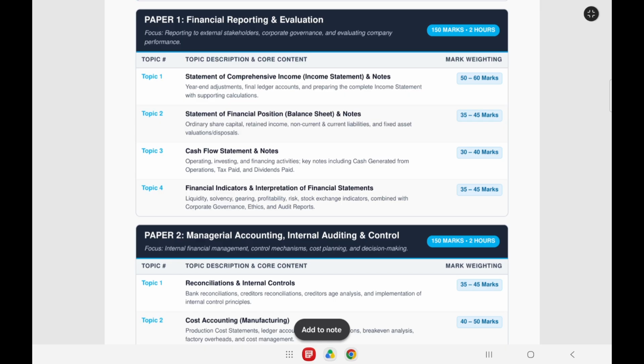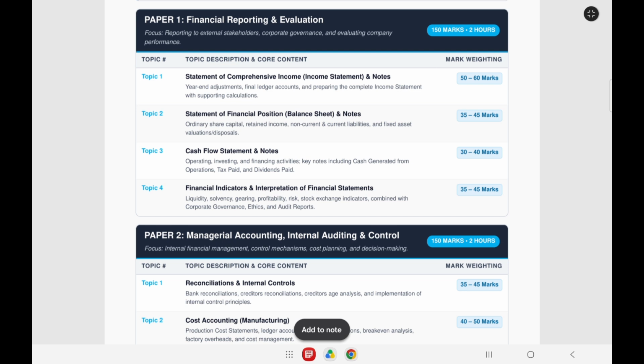Let's start with the first topic. We have the statement of comprehensive income, also known as the income statement, as well as notes. It's worth 50 to 60 marks, depending on how they set your question paper. Then we have year-end adjustments, final ledger accounts, and preparing the complete income statement with the supporting calculations.